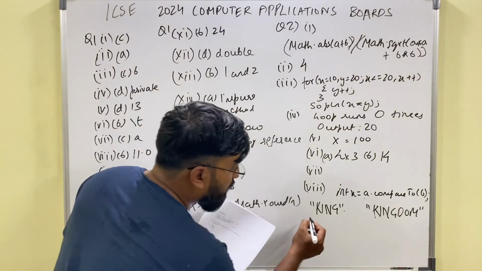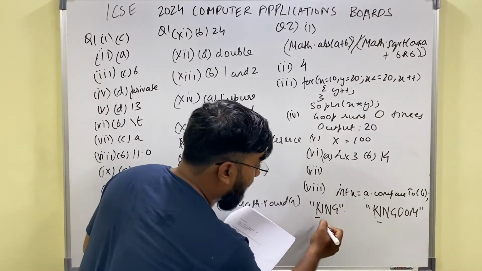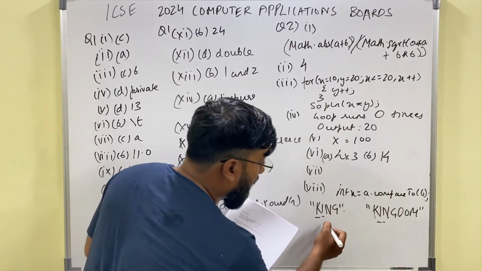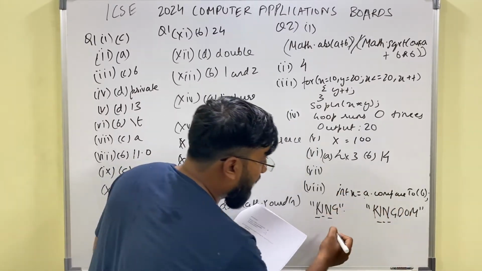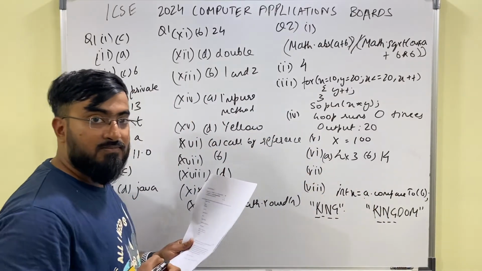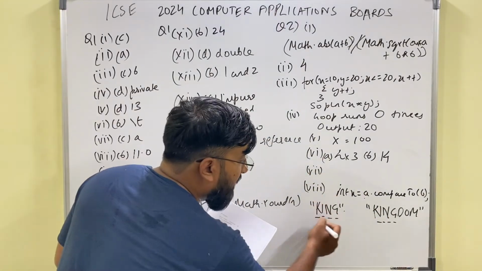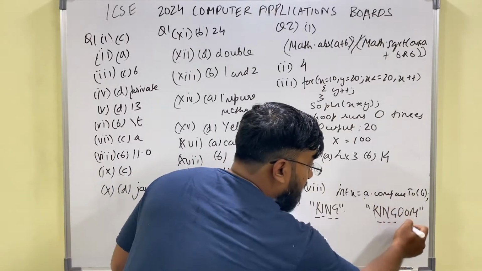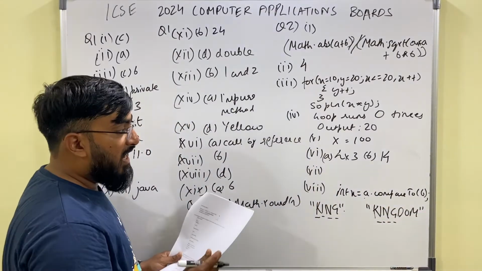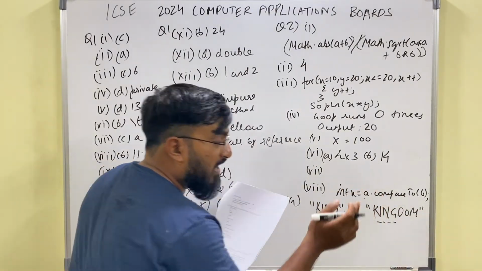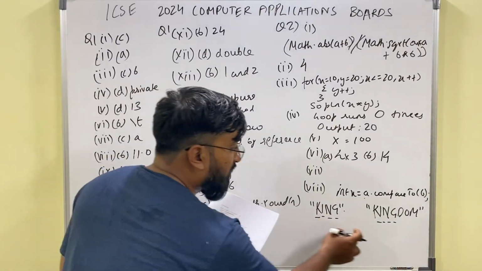So it compares k, same, moves on to next. Compares i, same, moves on to next. Compares n, same, moves on to next. Compares g, same, moves on to next. Now this string has run out of characters, but this string has more characters. And compareTo will have to return a negative value to indicate this comes first before this.